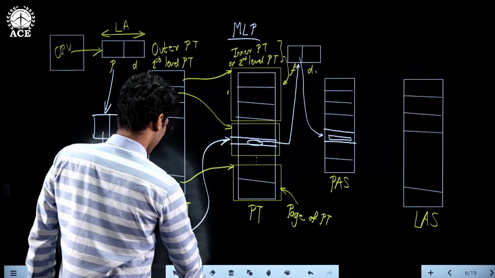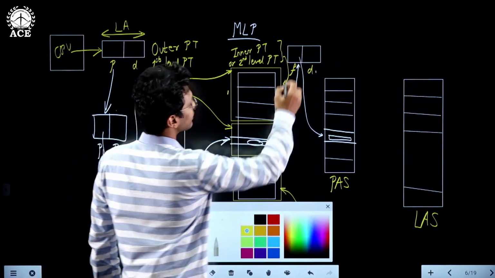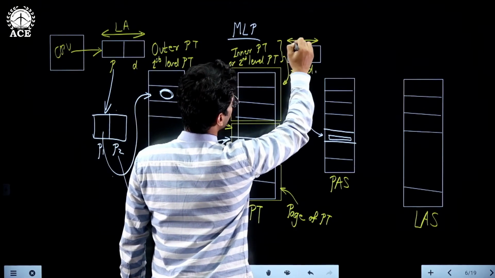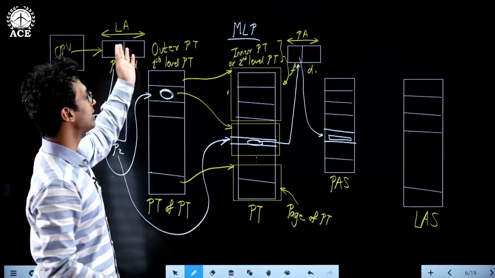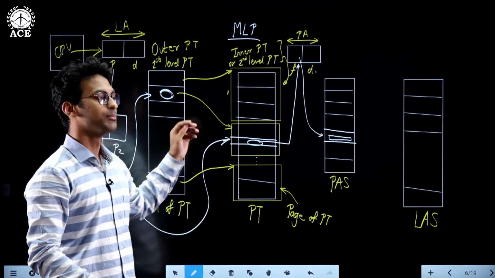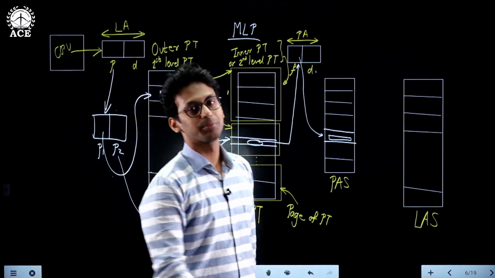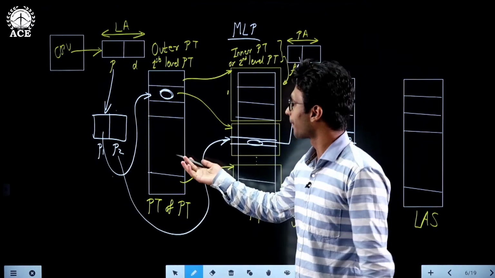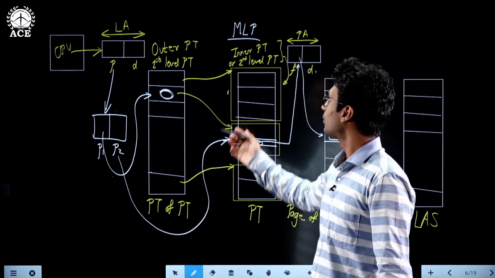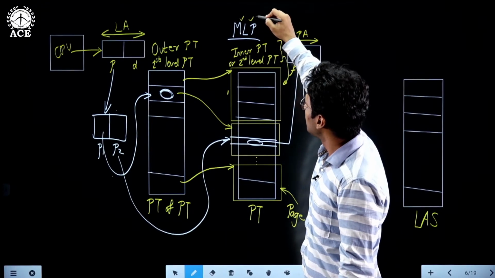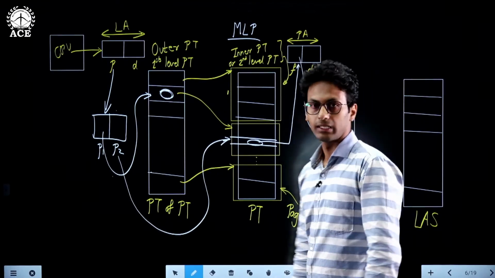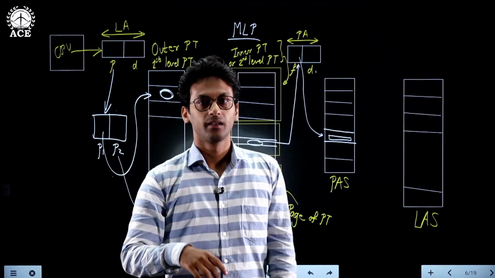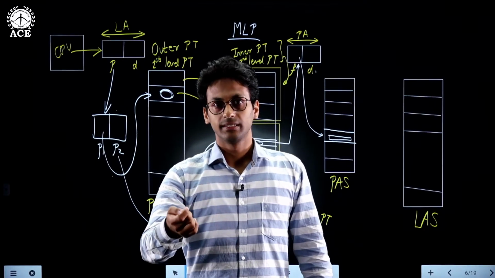If you observe this one, it is the logical to physical address. At the end of the day, what is happening? Logical address conversion to physical address, paging or multi-level paging, whatsoever it might be. So this is all about multi-level paging. Done with multi-level paging. Now let's see the next point.